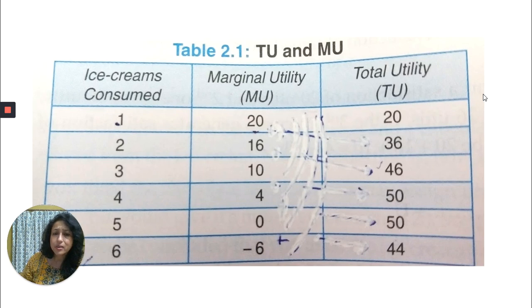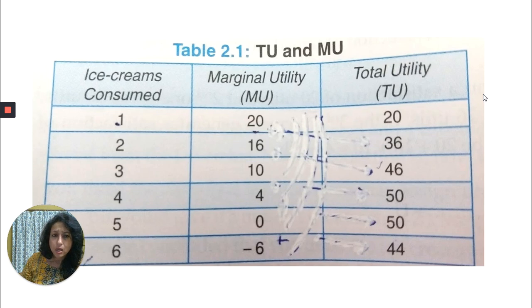Third unit, when we consume it, our marginal utility is 10. The additional utility is 10, so 36 plus 10 is 46. Total utility is 46. Then the fourth unit, our marginal utility is 4. Additional utility is 4, and 46 plus 4 is 50. Fifth unit, remember, our satisfaction is at maximum, marginal utility is 0, and our satisfaction does not increase further.